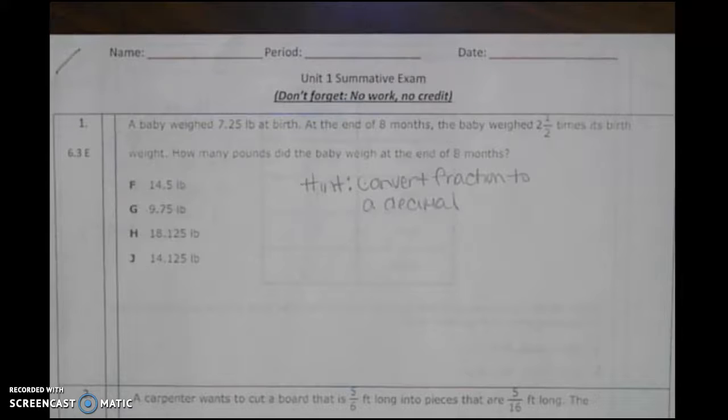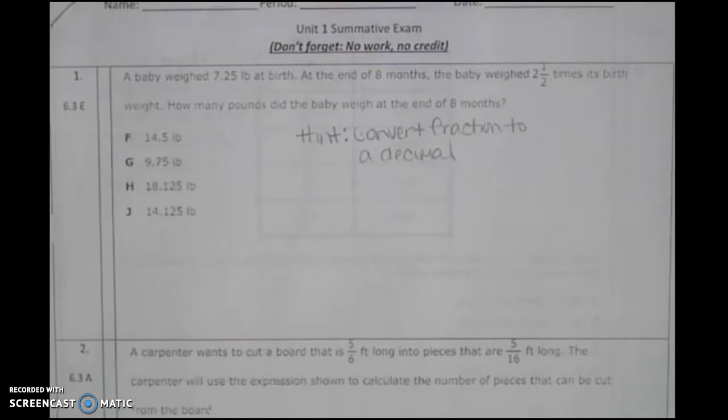Unit 1 Summative Exam. Don't forget, no work, no credit. Number 1. A baby weighed 7.25 pounds at birth. At the end of 8 months, the baby weighed 2½ times its birth weight. How many pounds did the baby weigh at the end of 8 months? Hint: convert the fraction to a decimal. You may pause the recording to do your work.